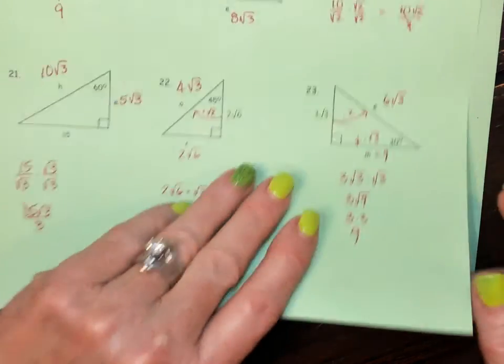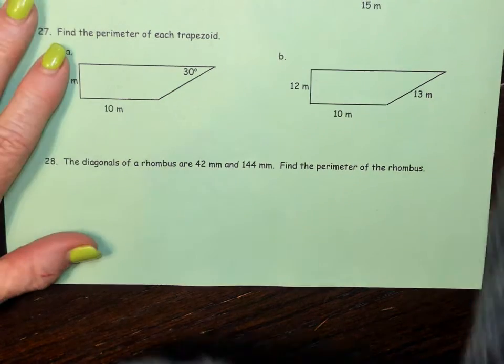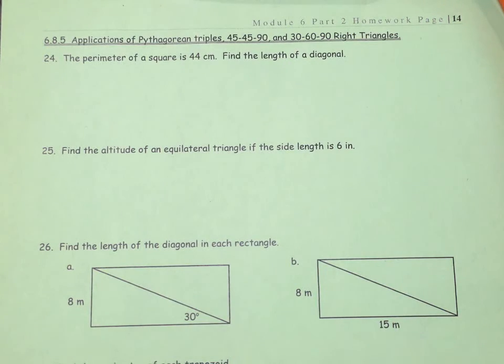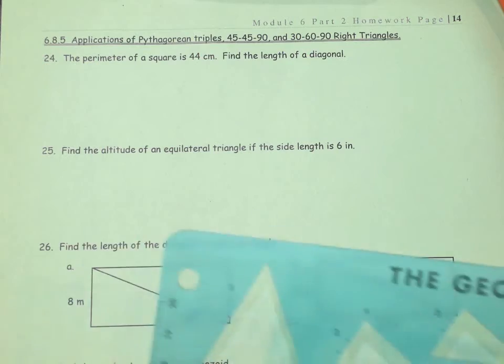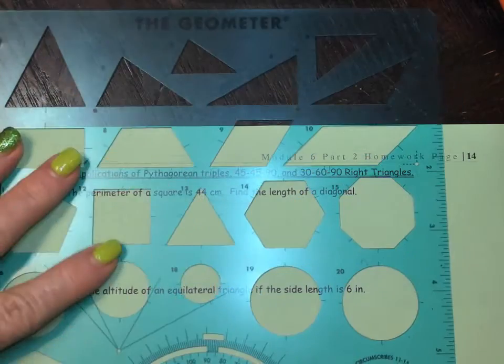Okay, moving on. Oh, and I did not draw these figures out first before I turned the video on, so going from scratch. The perimeter of a square is 44. So I'm going to put a square in here.